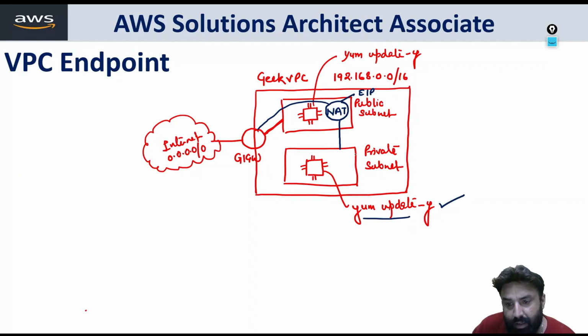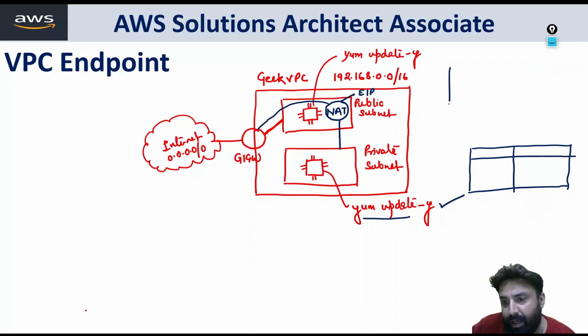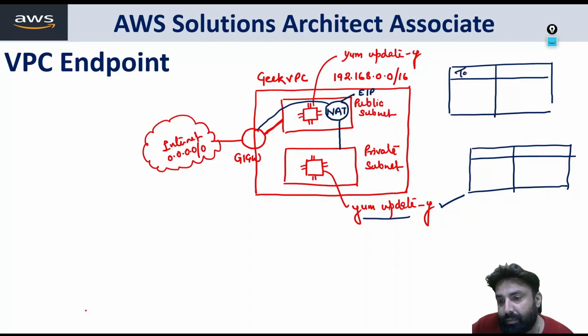So now the private route table has 2 entries. You know route table we have already discussed. So I'm just giving you a brief on that. So now private route table. I'm making a public route table as well, just for a brief introduction. So you know route table has 2 entries. One is called target and one is called destination.